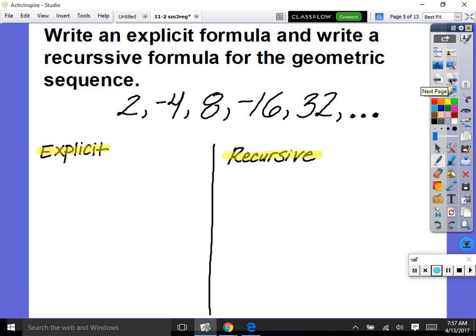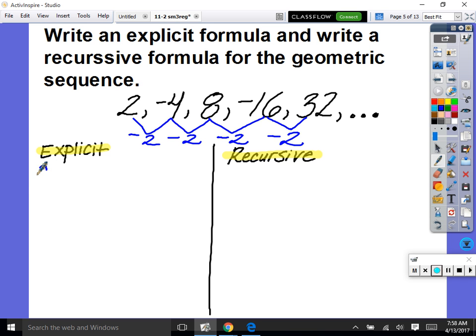Let's do this. So it says write an explicit formula and write a recursive formula for the geometric sequence. So let's see what the common ratio is. That divided by that is -2. That divided by that is -2. That divided by that is -2. Now I want you to notice something with this sequence. Do you see how we're bouncing back and forth between positives and negatives? That makes sense, right? Because if you take a positive times by a negative, it's negative. But now we multiply by -2 again, it makes it positive. So that happens with geometric. Okay, so our common ratio is -2.